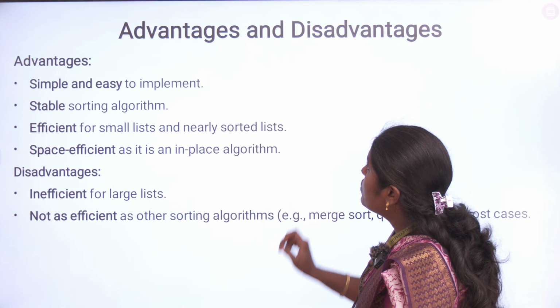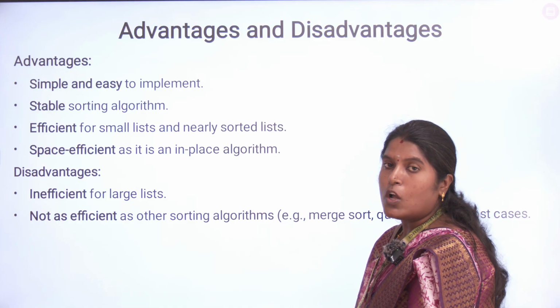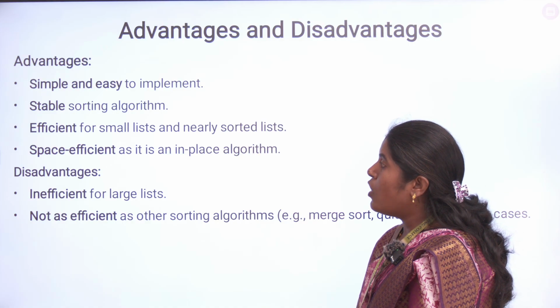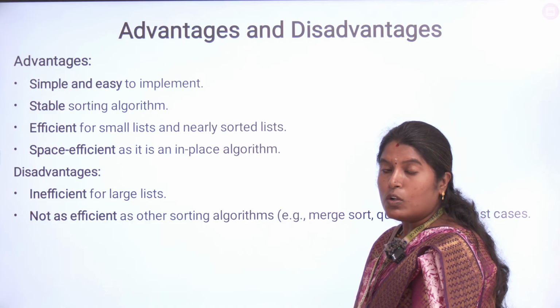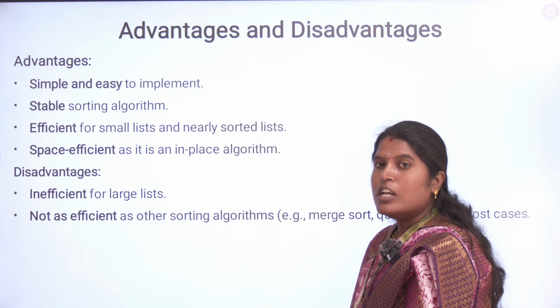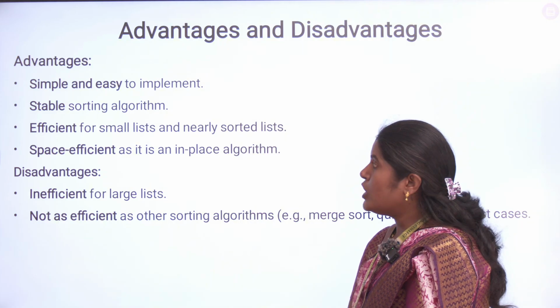Moving on to the advantages and disadvantages. Like your bubble sort, this algorithm is also simple and easy to understand. It is a stable sorting algorithm. This algorithm is also very efficient for small lists. So for lists having a small number of elements, this is an efficient algorithm.